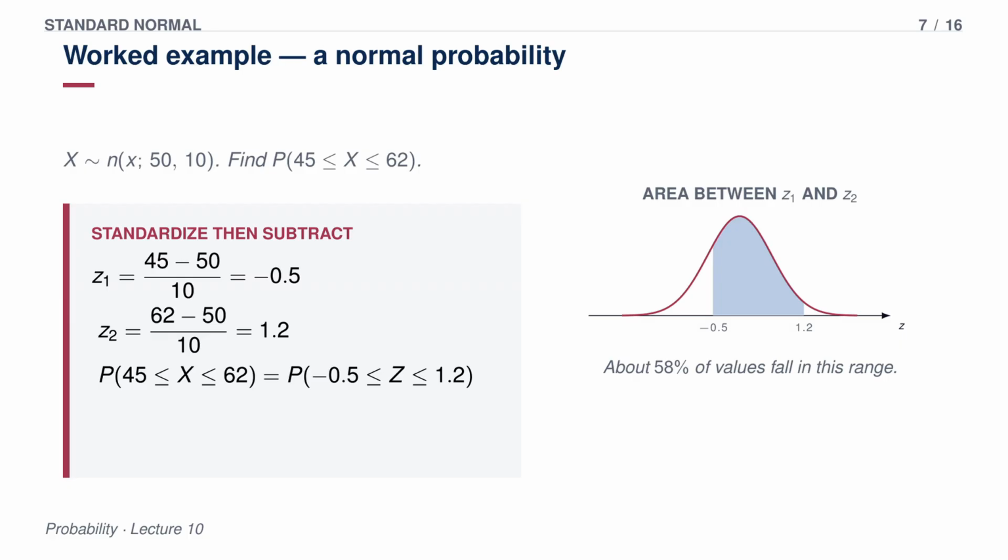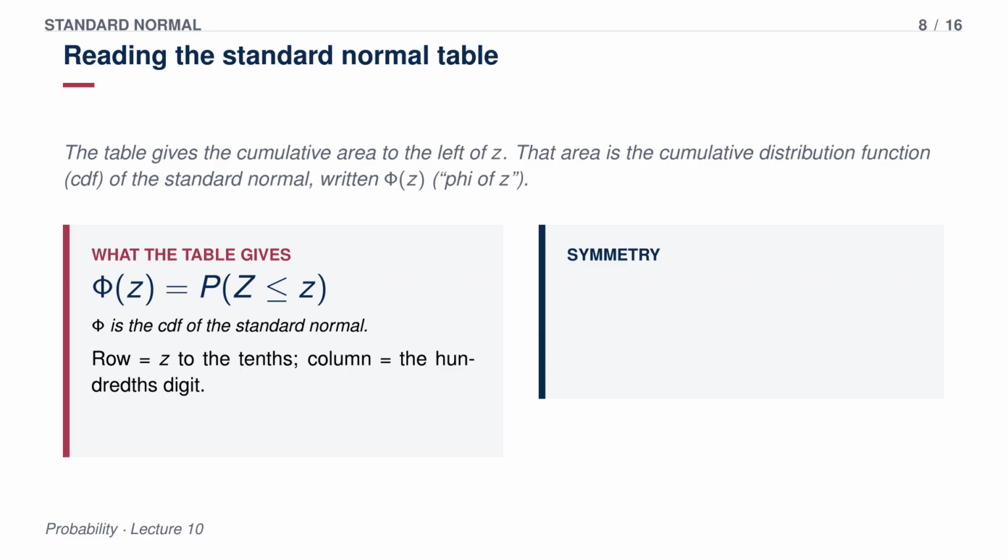That's 1.2. So the probability x is between 45 and 62 equals the probability z is between minus 0.5 and 1.2. Which from the table is phi of 1.2 minus phi of minus 0.5. The big cumulative area minus the small one. That's 0.8849 minus 0.3085, about 0.576. Roughly 58% of the values fall in that range. And the calculus we couldn't do? Totally bypassed.